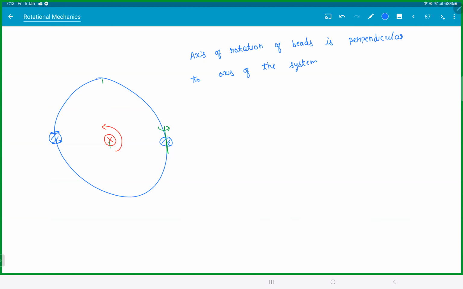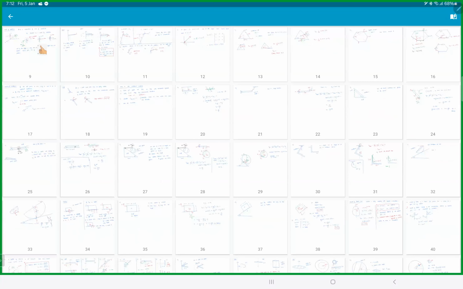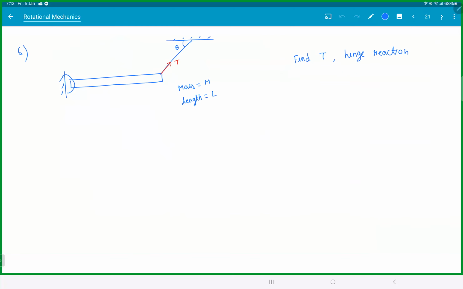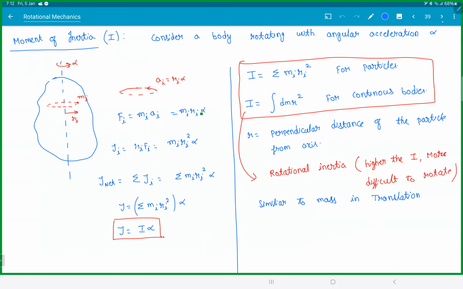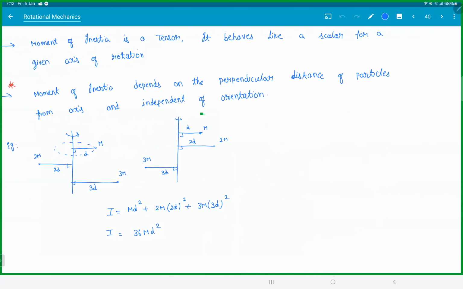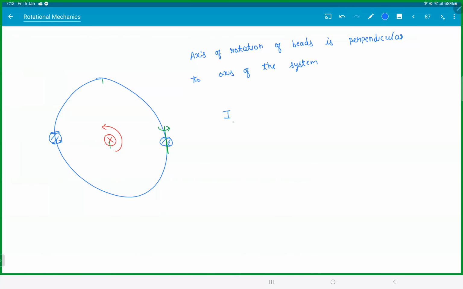Do you remember we wrote this statement also? Moment of inertia is a tensor. It behaves like a scalar for a given axis of rotation. Meaning, if all the rotations are about the same axis, then you can add them like a scalar. But here, they're about perpendicular to each other. So here, this is what happens.